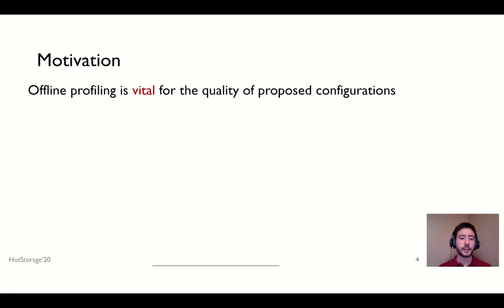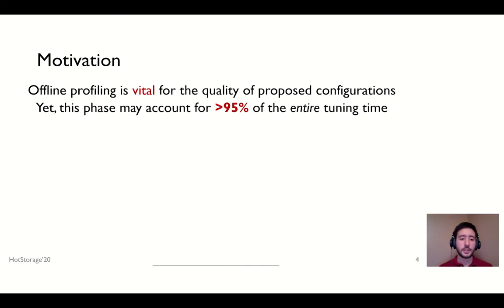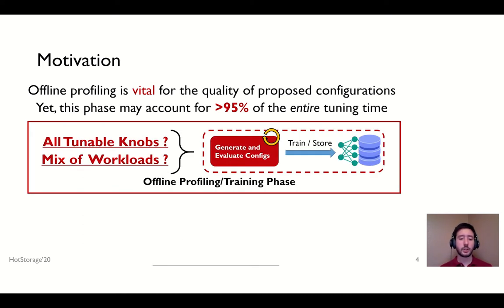So it's worth noting at this point that the offline profiling phase is really vital for the quality of the proposed configurations, and you can imagine that this phase will tell the tuner some important things about the database behavior, right? However, this phase is very time consuming, and it actually dominates the entire tuning time, as it can take many hours to several days. So if we look a bit closer into this phase, we'll see that in the beginning we consider all tunable knobs, and also we evaluate the generated configurations on many workloads.